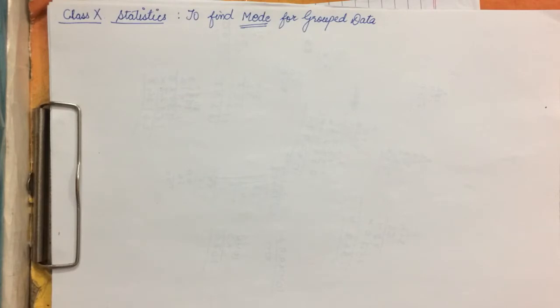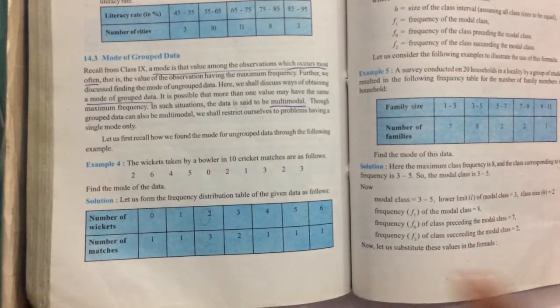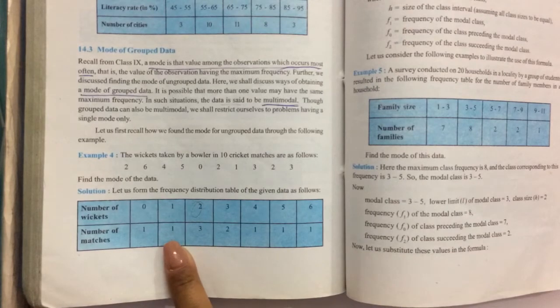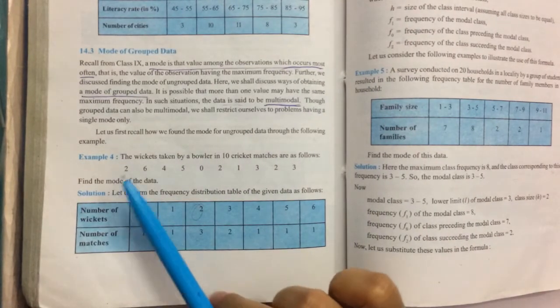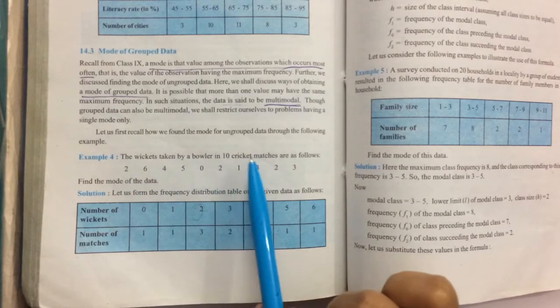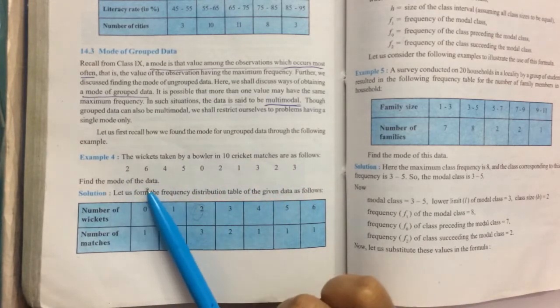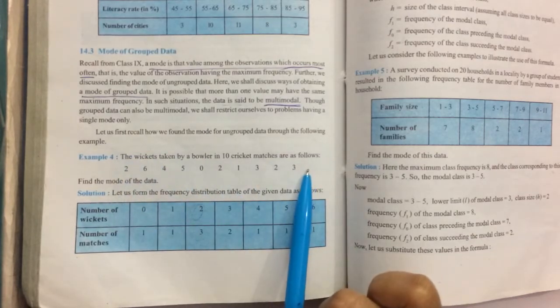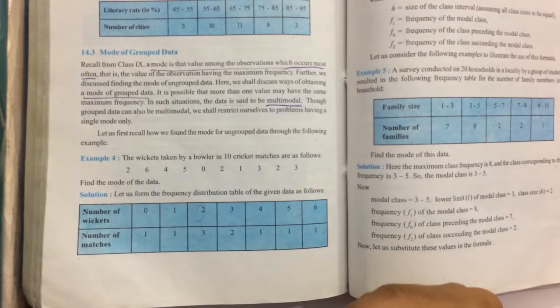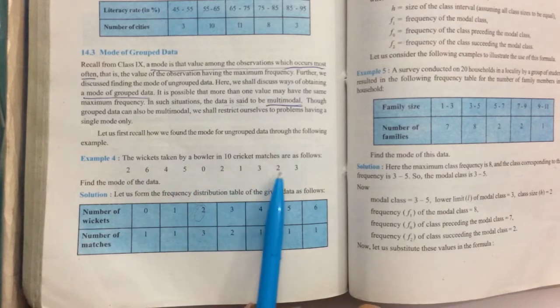So just to revise what you did last year, let's consider an example from your NCERT book. I've got example number 4 on page number 272 of your NCERT book. Now what we have here is the wickets taken by a bowler in 10 cricket matches is given. Find the mode of the data. So what you do is you arrange the data in the form of a frequency distribution table. Means you want to find out how many times each of these observation appears.